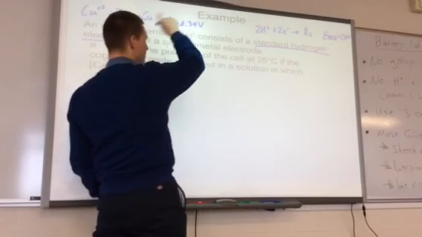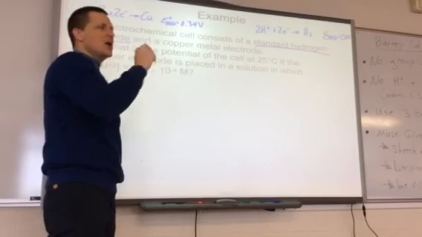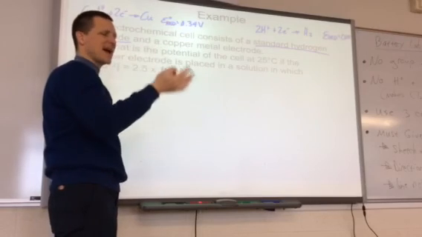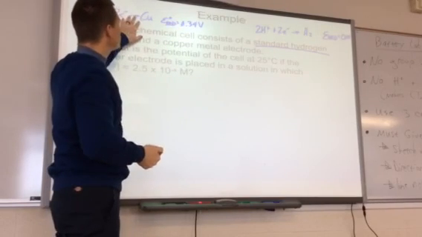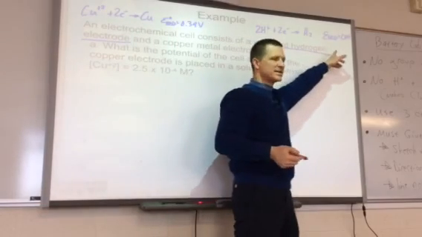These are both written as reductions. One is going to have to be turned around to be an oxidation. When you turn one of them around, when you add the two potentials together, it's got to be a positive number. If I turn this one around, it's going to make it negative 0.34, but negative 0.34 added to 0 is going to be a negative.